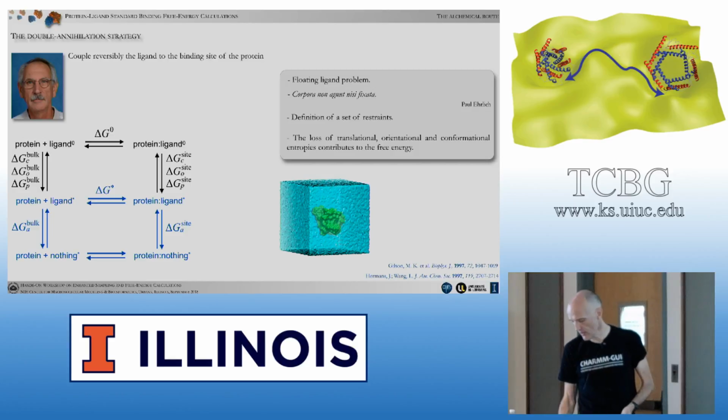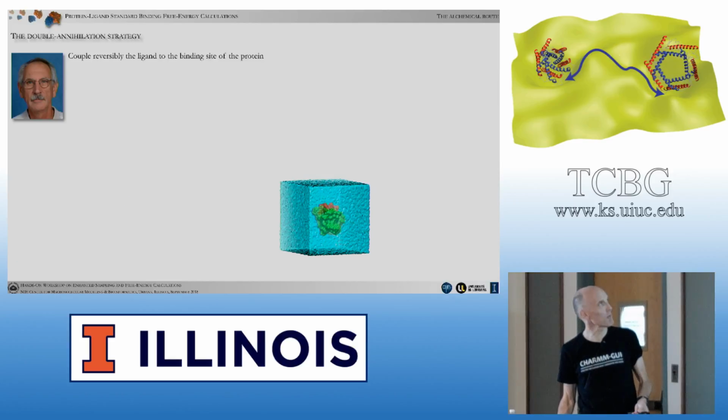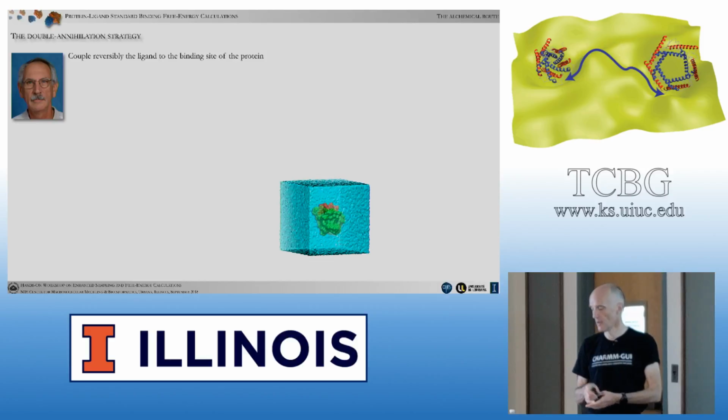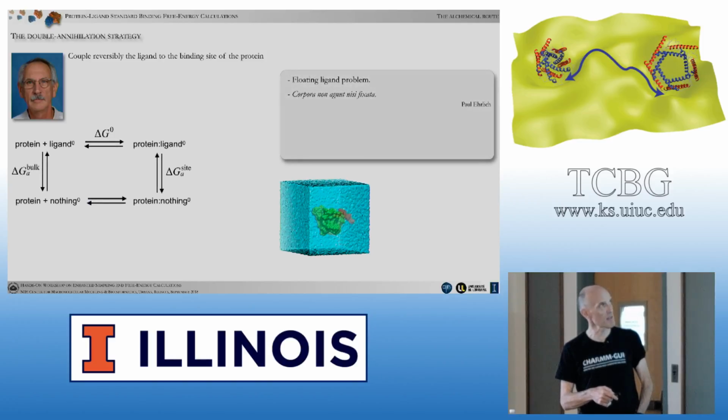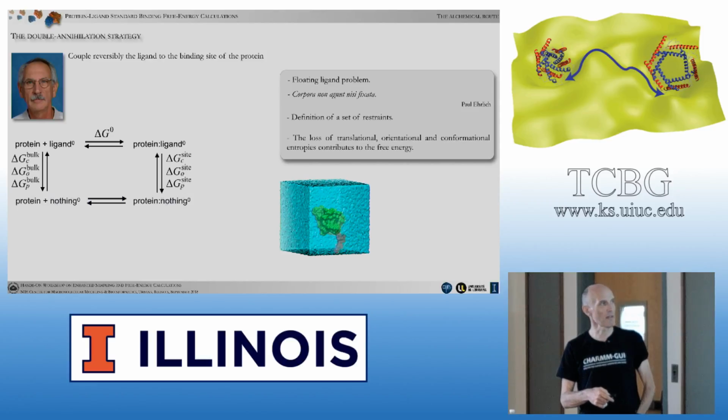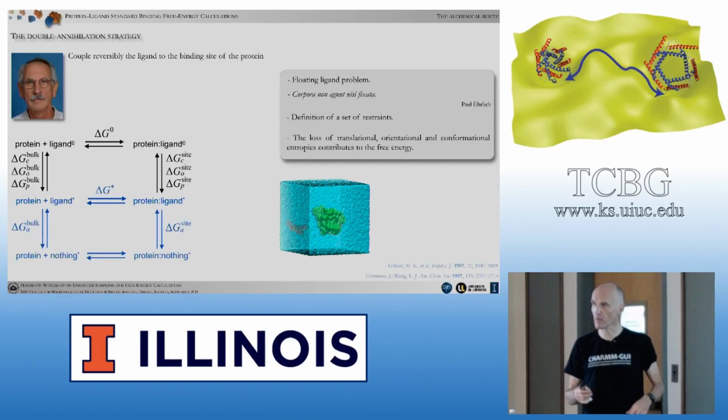I'm going to hit this situation. I'm going to play that again. So we start with the protein here, the bound state. I'm going to decouple it to get the unbinding. And the problem that you're hitting is the floating ligand problem, also known as the wandering ligand. As you uncouple the ligand of the binding site, it will start to drift away.